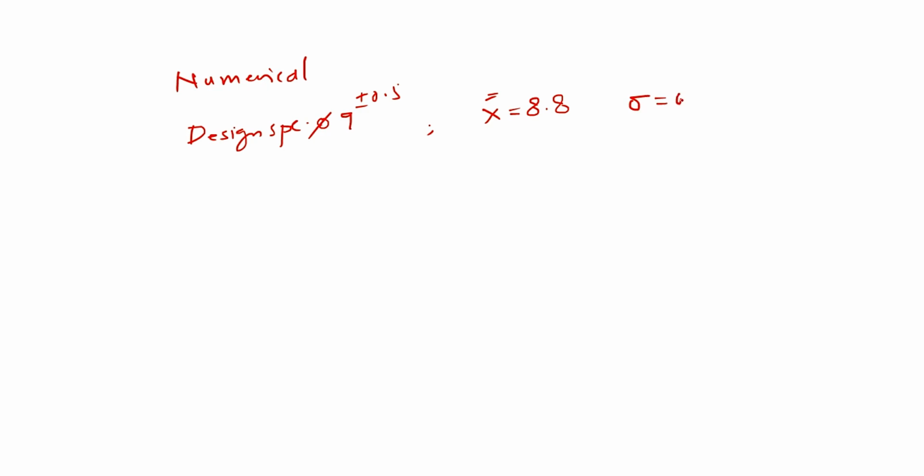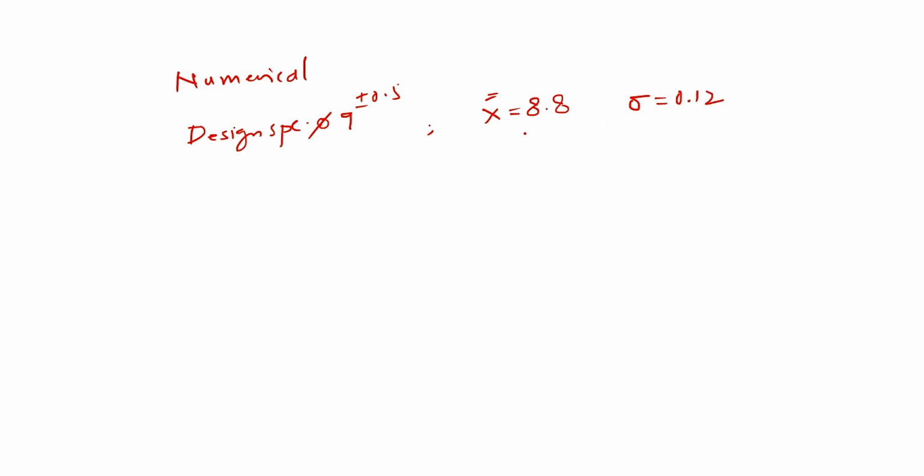Before concluding the topic, let us have an example first, a numerical on process capability. Suppose the design specification or tolerance required is a shaft with a 9 mm diameter with a tolerance of plus or minus 0.5. We have a process mean x double bar equal to 8.8, and then we have standard deviation equal to 0.10.